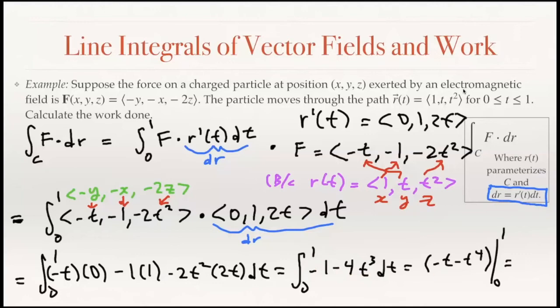Integral of that is -t. Integral of -4t³ is -t⁴. Between 0 and 1 is -2. So our work done is -2. In practice, that might mean something like instead of pushing it, you're trying to hold back a dog running. That'd be negative work in which the force vector is on average going in the opposite direction of the direction of motion.